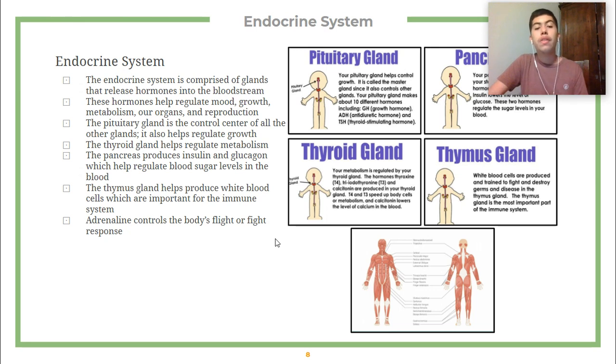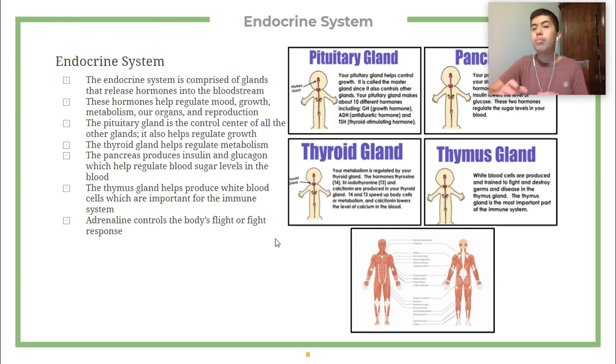The thymus gland helps produce white blood cells, which are important for the immune system as they help fight disease and infections. And then adrenaline controls the body's fight or flight. Here I have flight or fight, but fight or flight response. So essentially, when something happens, something that startles you, you're either ready to fight or flight, which essentially means kind of move away from the danger.